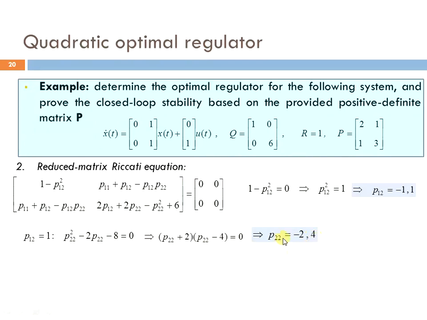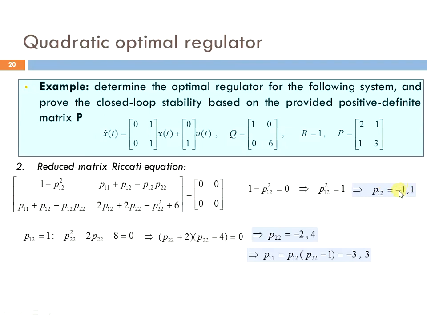From that we can determine the value of P11 using this element here, and we find that it also has two corresponding values, -3 and +3. So we just want to ensure here that we associate the right elements. So a +1 for P12 is associated with a -2 and -3. It is also associated with a +4 and +3.